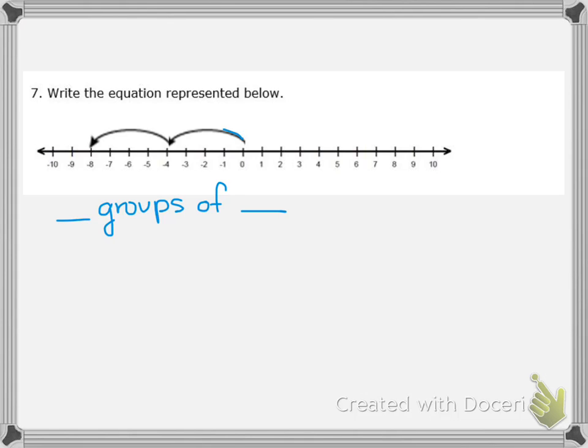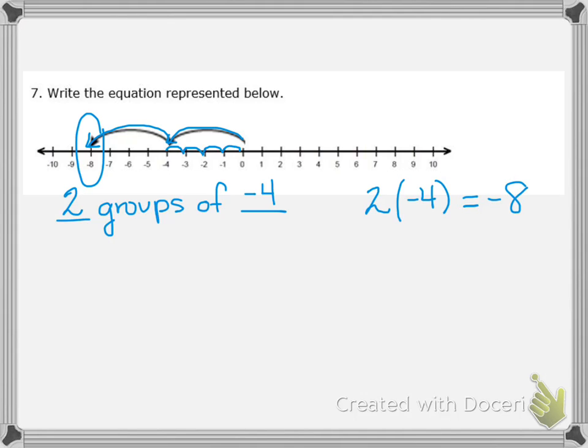So here's one group, and then here would be 2 groups. So I have 2 groups of something. I need to see how many groups, or how many are in each group. So I can count 1, 2, 3, and 4. So we're moving to the left, so it's -4. So 2 groups of -4, so we would write that as 2 times -4 equals -8.